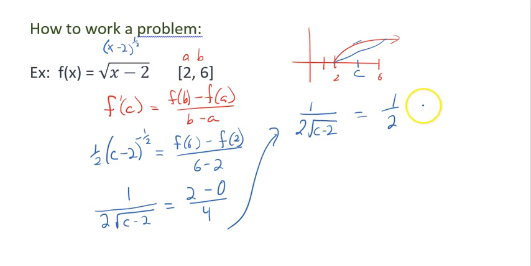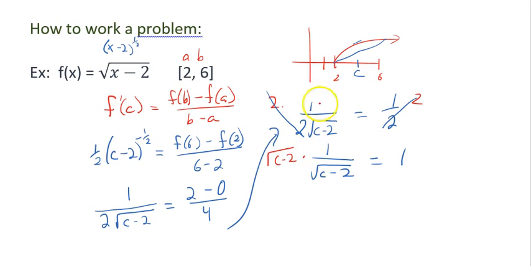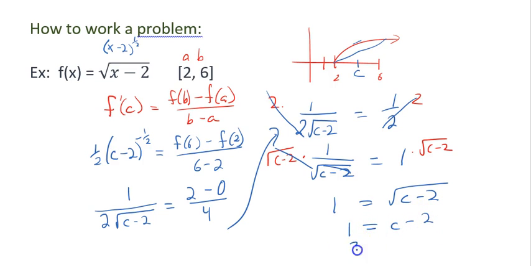Well, if I multiply both sides by 2, the 2's are gone. I can cancel those. So I have 1 over the square root of c minus 2 equals 1. And then to get rid of that fraction, I'm going to multiply both sides by the square root of c minus 2, which I could have done in that last step if I wanted to combine some things. So I get 1 equals the square root of c minus 2. If I square both sides to get rid of the square root, I still get 1. And then if I add 2, I get 3.